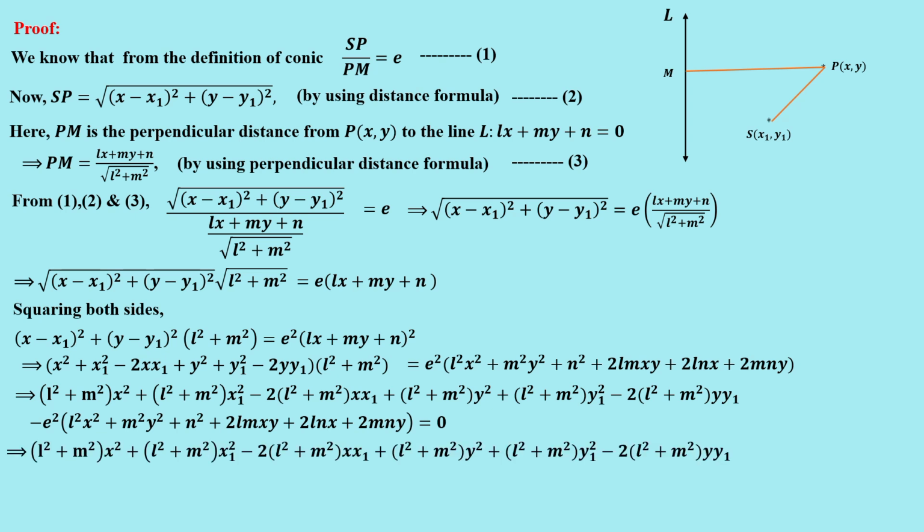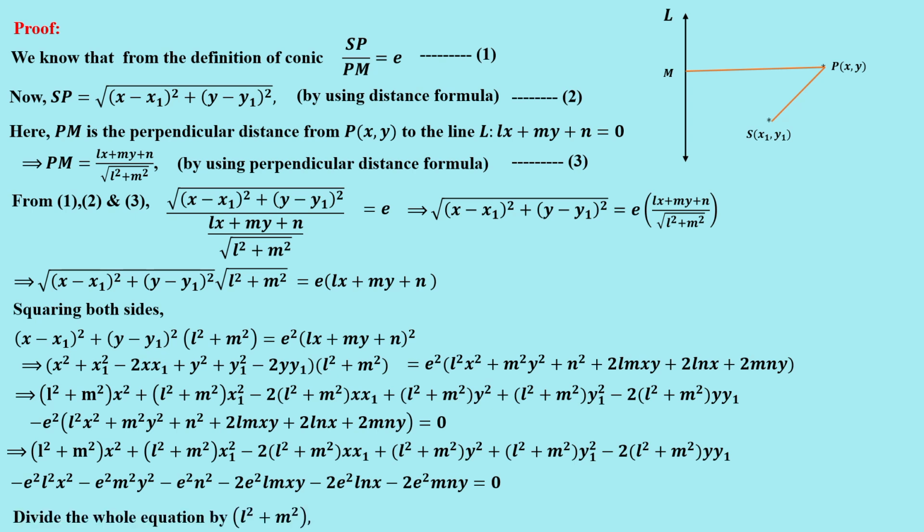So (L square plus m square) into x square plus (L square plus m square) into x1 square minus 2 (L square plus m square) into x1 plus (L square plus m square) into y square plus (L square plus m square) into y1 square minus 2 (L square plus m square) into y1. Multiplying minus e square to each term: minus e square L square x square, minus e square m square y square, minus e square n square, minus 2 e square lm xy, minus 2 e square ln x, minus 2 e square mn y equal to 0.